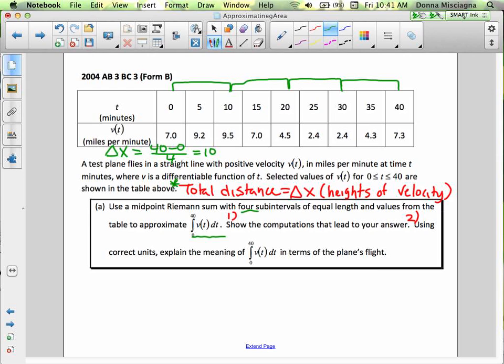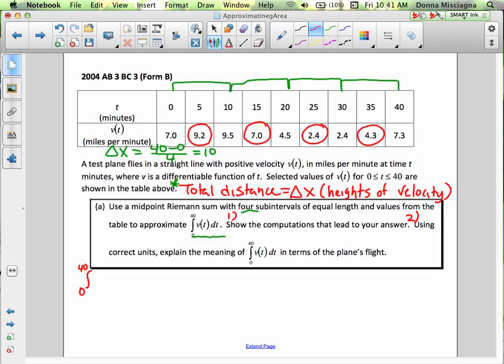The midpoint Riemann sum is going to use the value in the middle, right? So this is the value for the first bar, second bar, third bar, fourth bar. And this, by the way, is called the integral. We're going to learn a lot more about this. But just think of it now as a big elongated S for summing up all the rectangles.